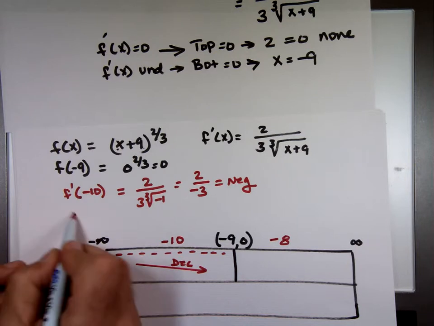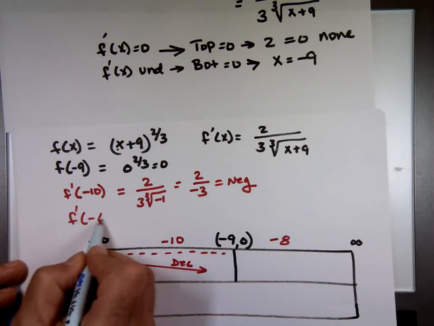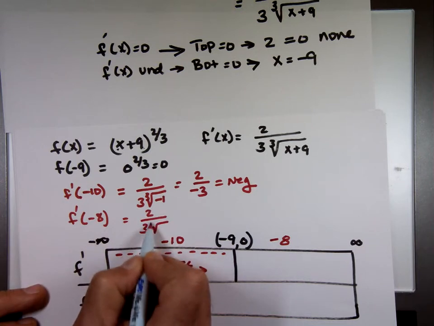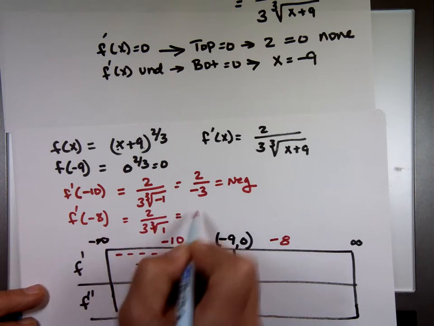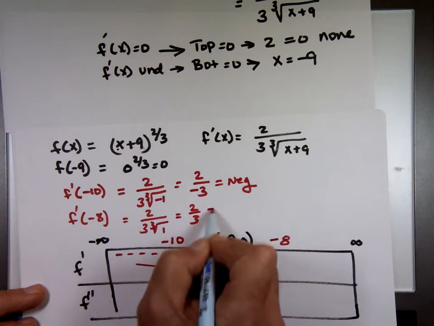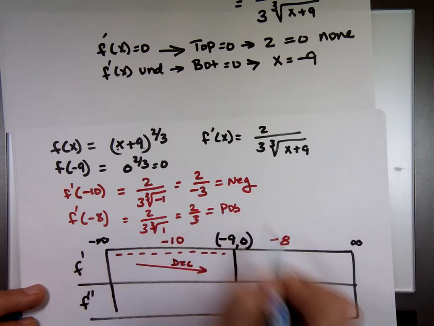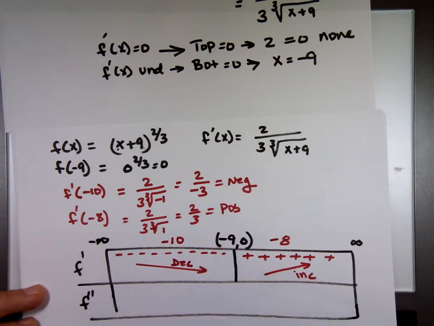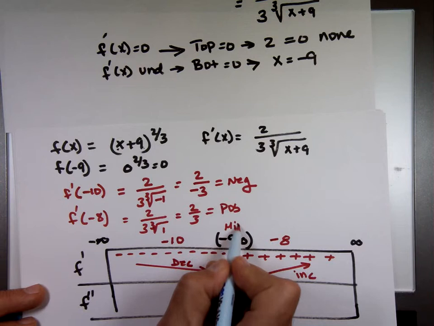What about the derivative at negative 8? Two over 3 times the cube root of positive 1, which is what? Positive. And that's what? Increasing. So what do we know about that point? Min or max? Min. So let's see what the questions are.